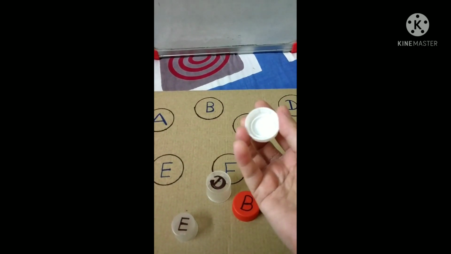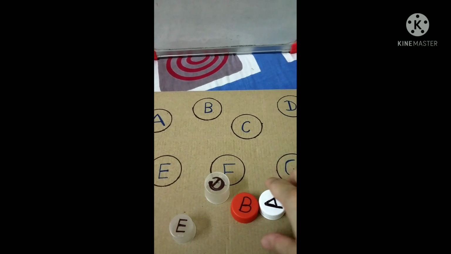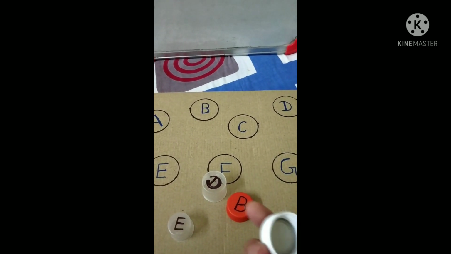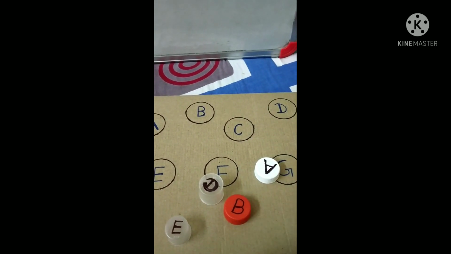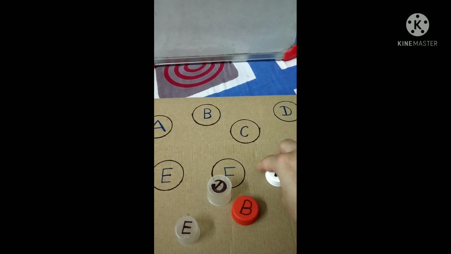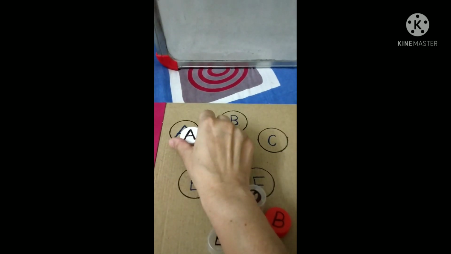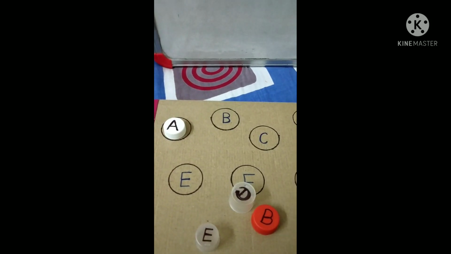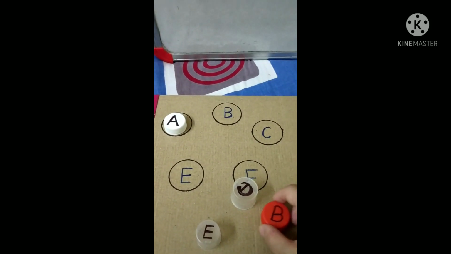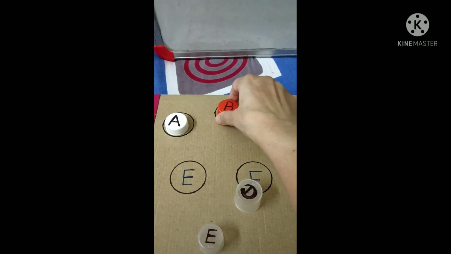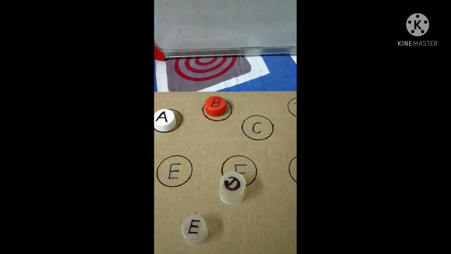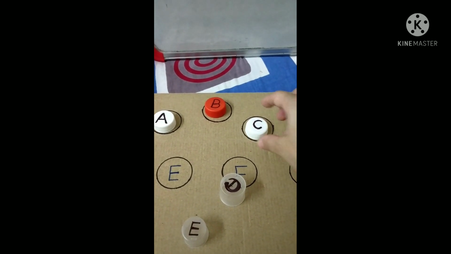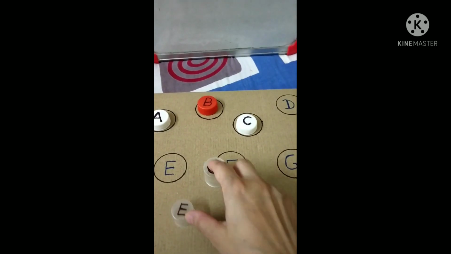They will keep these alphabets. Which alphabet? The caps of the bottle. These are the waste caps, and I used them so they can match over here. They will keep these alphabets on the written alphabets, where I have written on the board. So you can see how I'm keeping all these alphabets on their proper designation. They should be there only.